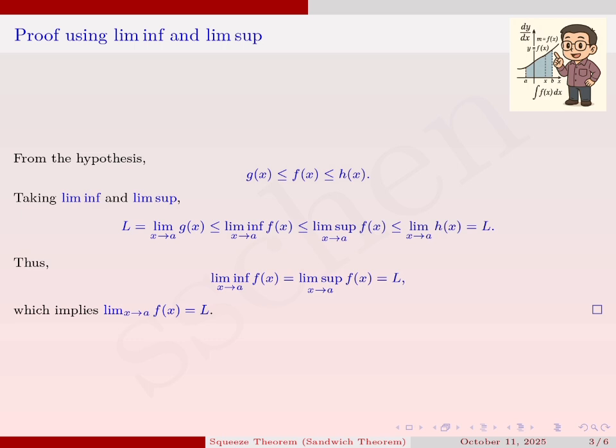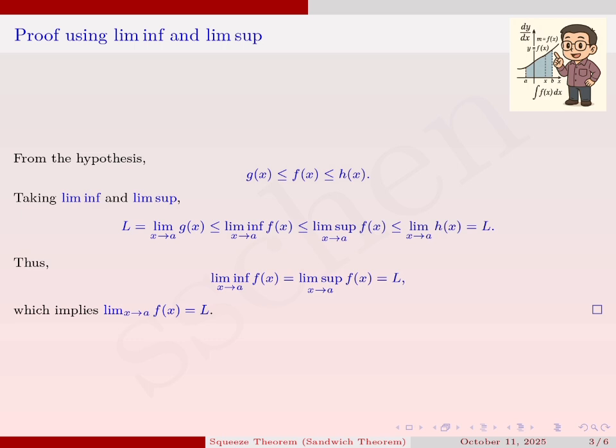Proof using lim inf and lim sup. Let's first give a short proof using lim inf and lim sup. Since g of x is always less than or equal to f of x, and f of x is always less than or equal to h of x, we can compare their limits. So we take the limit inferior and limit superior of f.